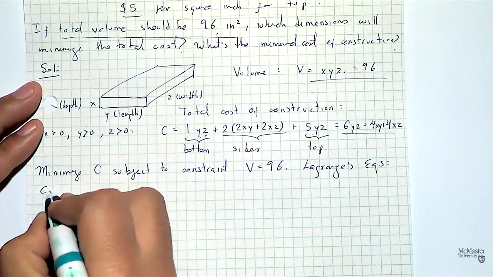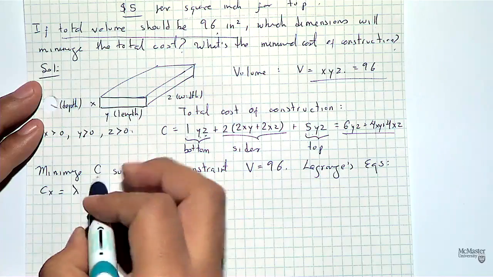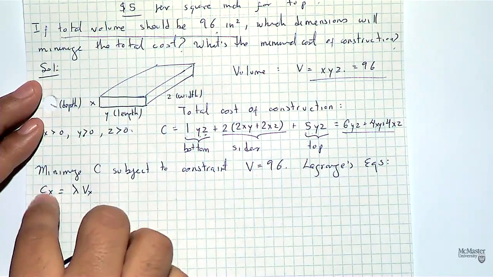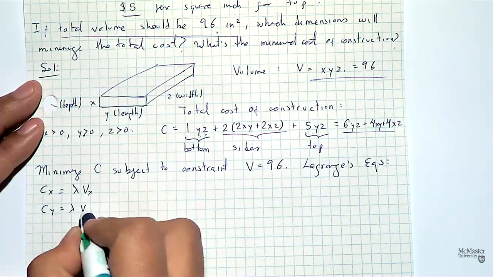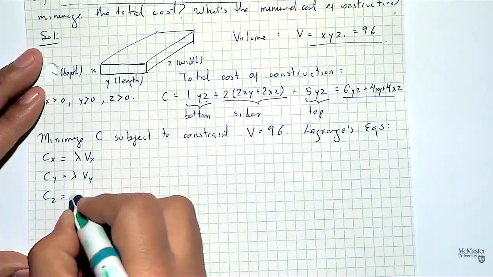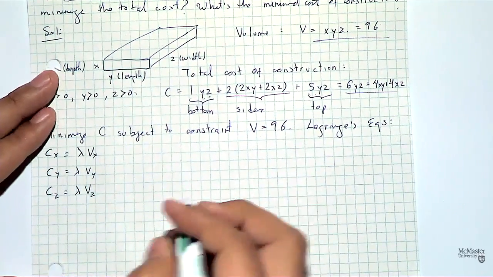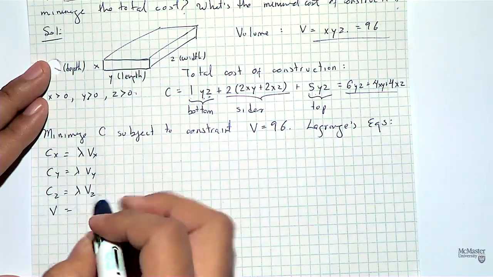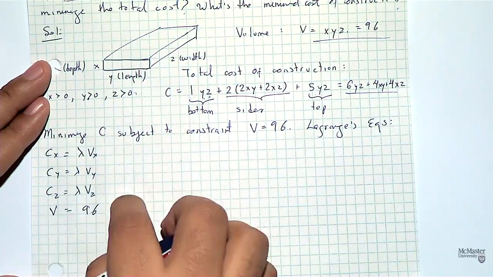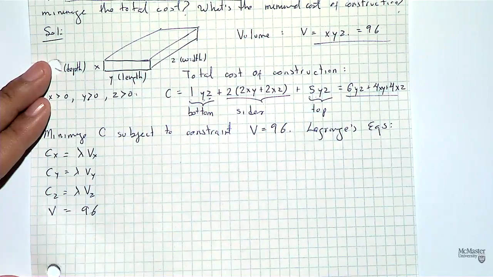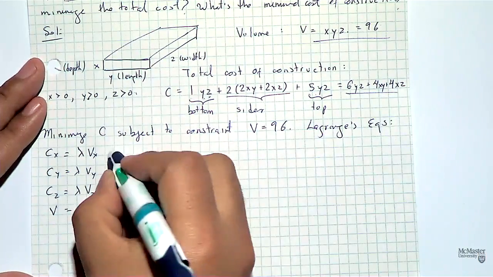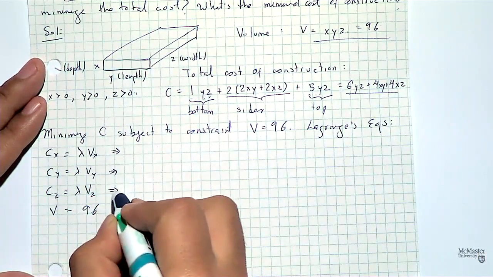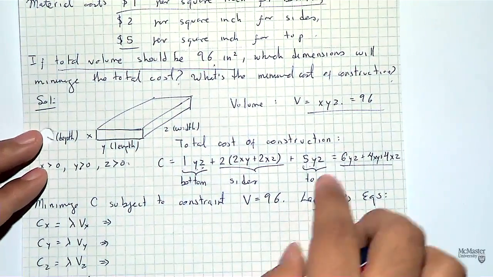And so what you'll get is, of course, four Lagrange equations, the same way we wrote them before. So you have cx equal to lambda bx. So this is the function to be optimized. This is the constraint. cy equal to lambda by, cz equal to lambda bz. And then you have b equal to 96. Three equations plus the constraint. Four variables: x, y, z, lambda.